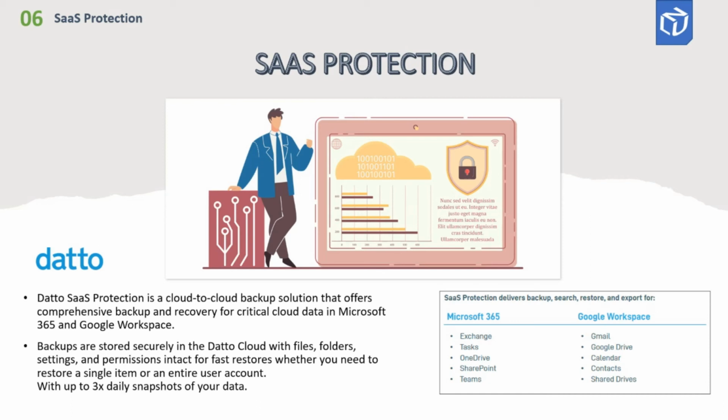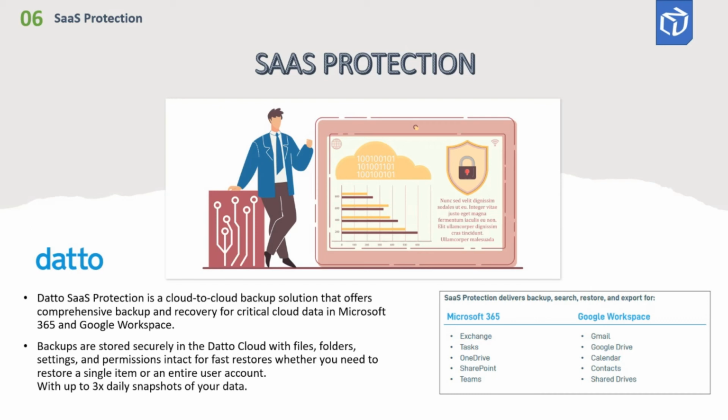They do virtual environments. They have quite a lot of products, and this is just one of them. So for example, this SaaS Protection is just a cloud-to-cloud backup solution, which offers you an easy way to backup and restore both Microsoft 365 and also your Google Cloud. They're all stored in an encrypted server, which is owned by Datto.